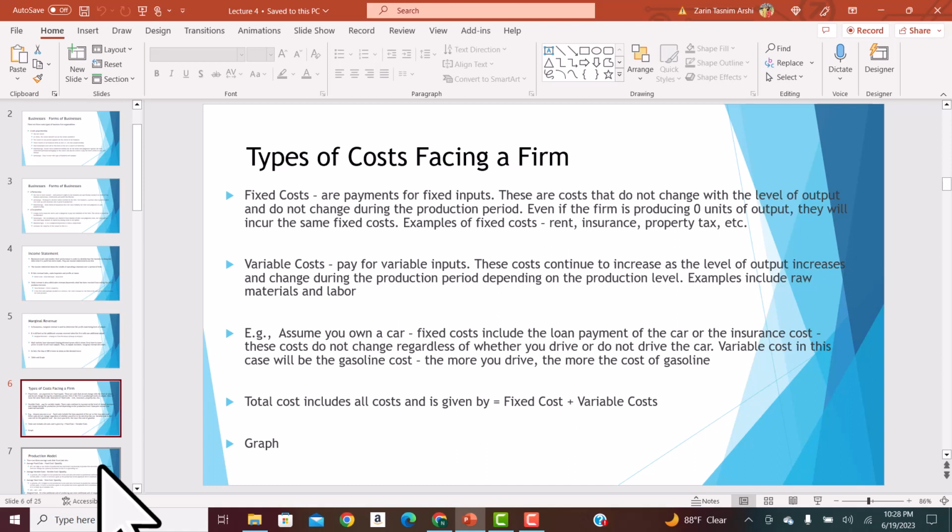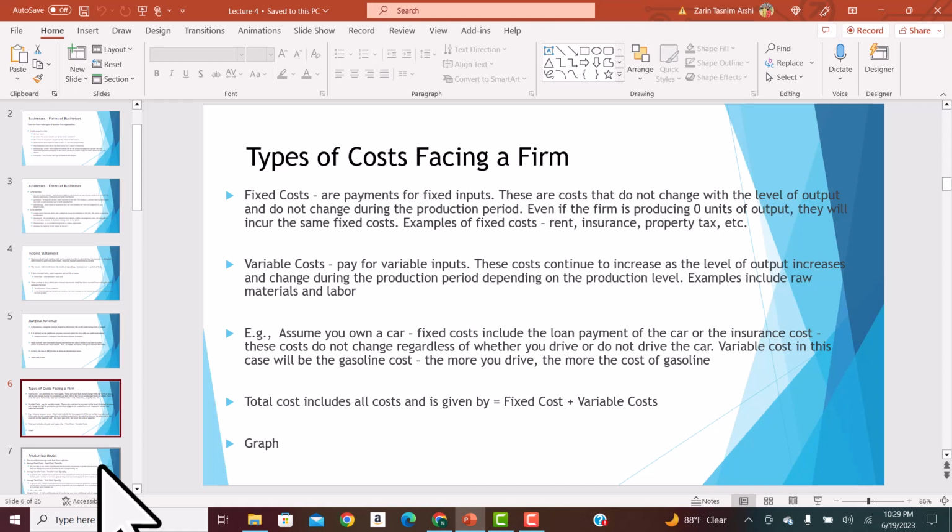So again, if I leased a space or rented a space and I produce no cell phones at all in a month, zero cell phones in a month, I still have to pay the rent of $2,000 because I signed the lease. So this cost will remain fixed no matter what output you produce, whether zero, whether 10, whether 100, or whether 10,000. So some examples of fixed costs are rent, insurance, property tax, if you own the real estate, etc.